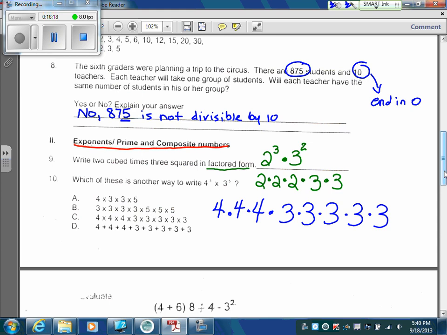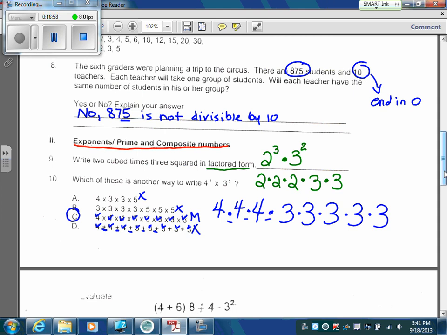A has some, but not all. B has some, but not all. C, I look through, and 1, 2, 3 4s, and 1, 2, 3, 4, 5 3s, and I'm multiplying in between, so that might work. D, I have 3 4s and 5 3s, and I'm thinking I have 2 of the same answer. But look what's in between each of the numbers. That's a plus sign. These are multiplying. So this one would not work. It's got to be C because we're multiplying all of those together.